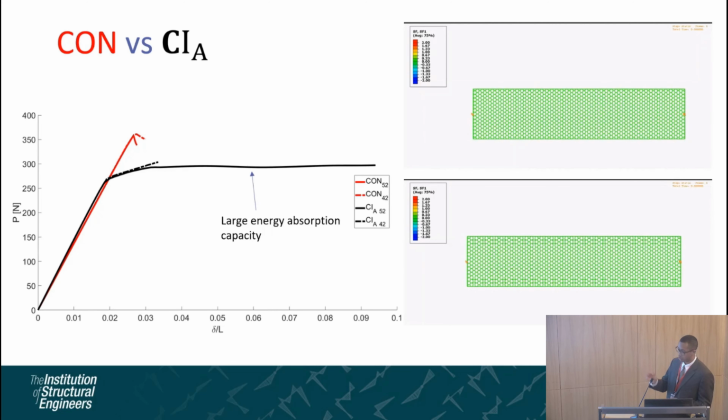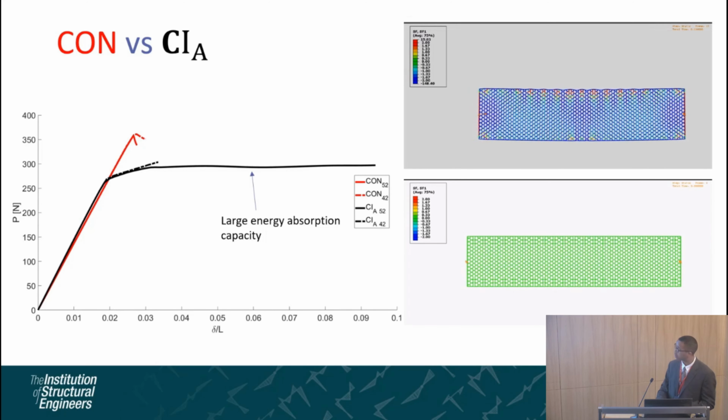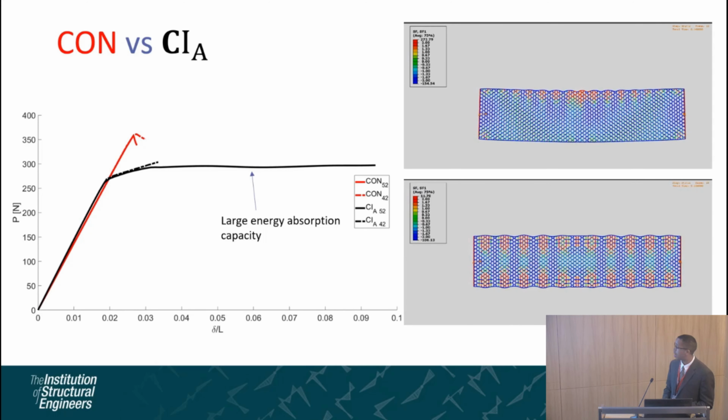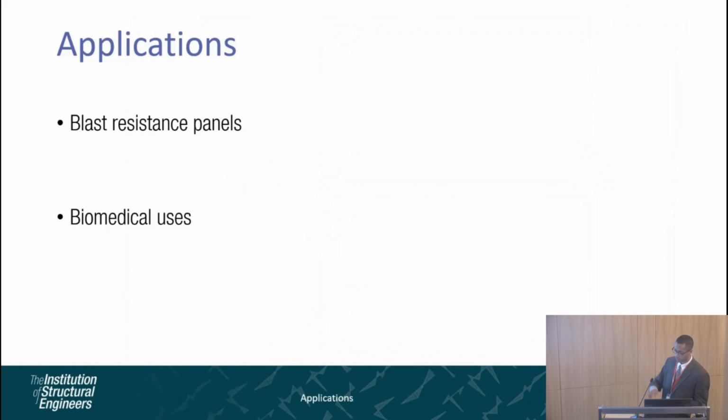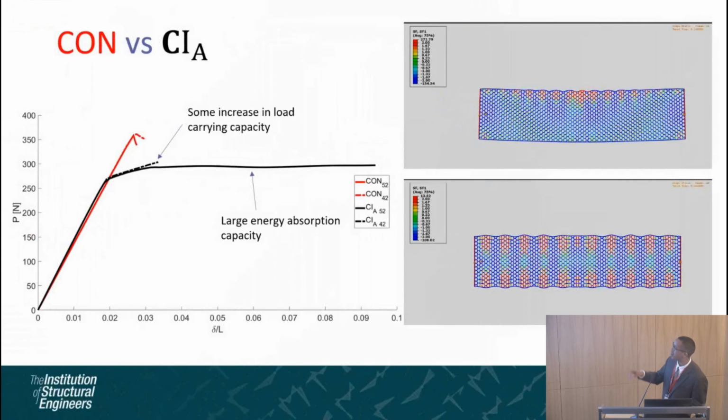Then we further reduced the length of the panel. And actually you could see that there is a slight increase in the load carrying capacity within the one with the intermittent inclusions, as opposed to a drop that you see in the case of the purely conventional panel.